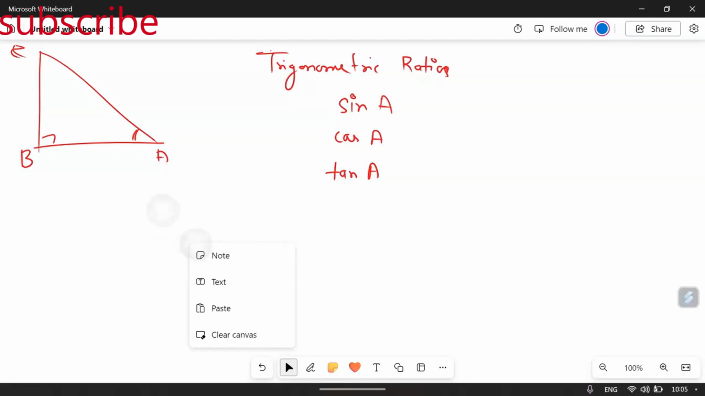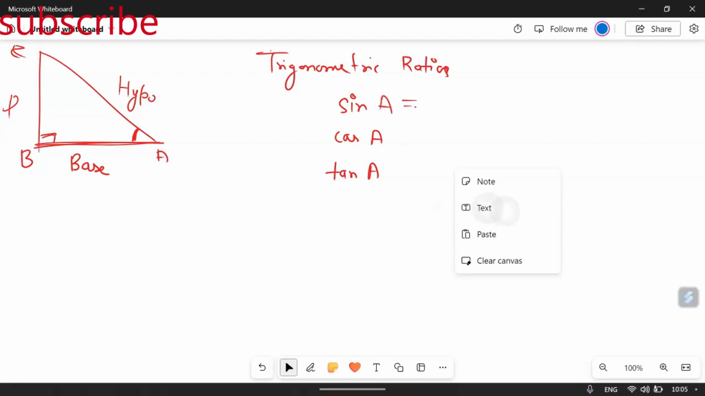You already understand the angle is formed at AB, so this AB is called the base. The base is where the angle is formed, and the side opposite to the 90 degree angle is your hypotenuse, and the side opposite to the angle is the perpendicular. So sine A is the ratio of the sides perpendicular upon hypotenuse. In this triangle, the perpendicular is your BC and the hypotenuse is your AC. So it is the ratio of perpendicular upon hypotenuse.